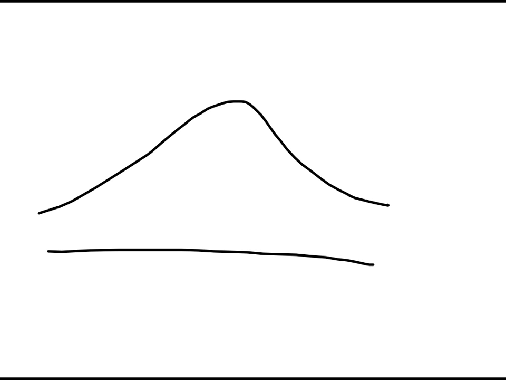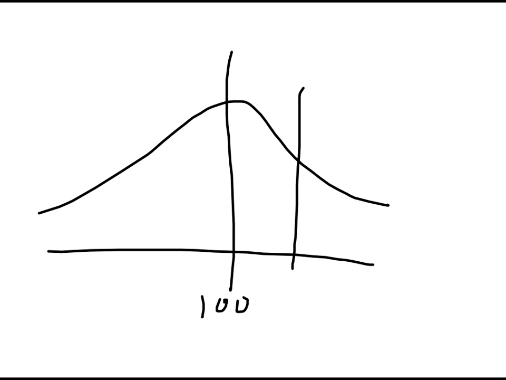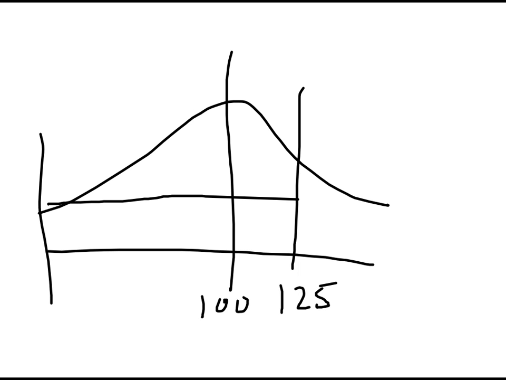So again, if this is our distribution and our mean is 100, and we were interested in 125 days, that 89% represents 0 through 125 days.